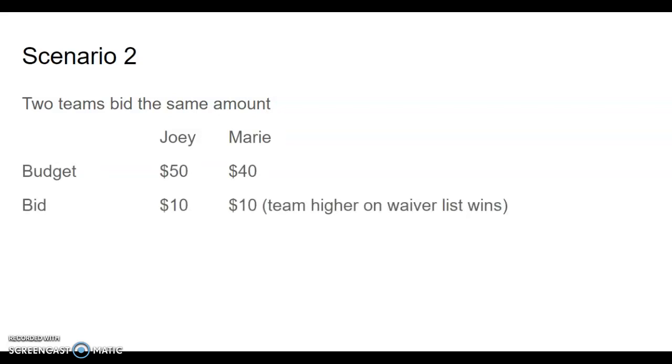Let's say two teams bid the same amount on the same player. So let's say later in the season, Joey and Marie, these are their budgets, and they each bid $10 for a player. In this case, the team that's higher on the waiver list wins. So let's say Marie at this point in the season is higher on the waiver list, and so $10 would be deducted from her budget, and she'd have $30 left. She acquires the player and moves to the bottom of the waiver list.